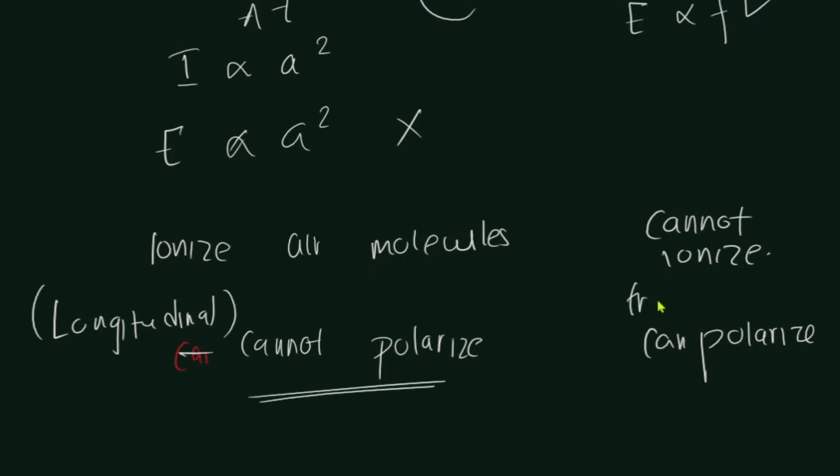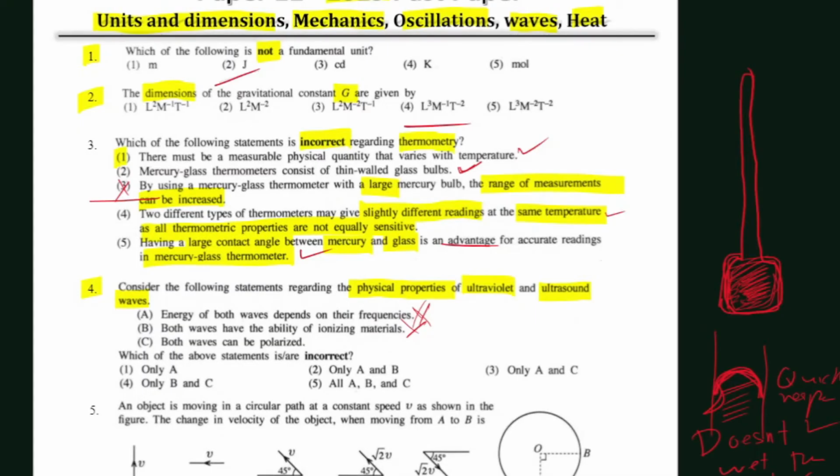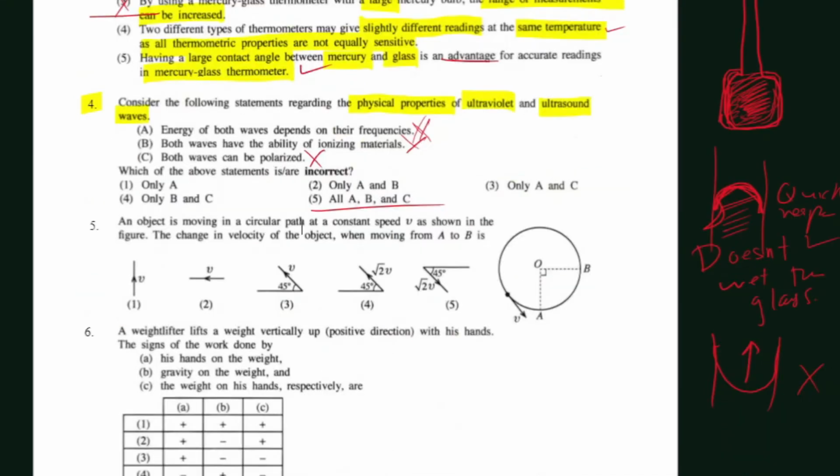But when you consider transverse waves, of course, they can polarize. Light is a transverse wave, it can polarize, but sound is a longitudinal wave, therefore it cannot polarize. Therefore that is wrong as well, which means all three, A, B, C, are wrong. Which of the following statements are incorrect? All A, B, C. Right. So let us go for the next question as well.